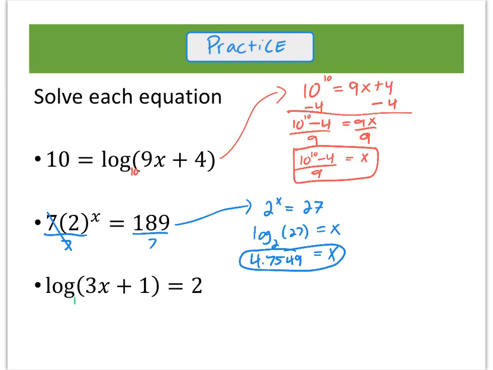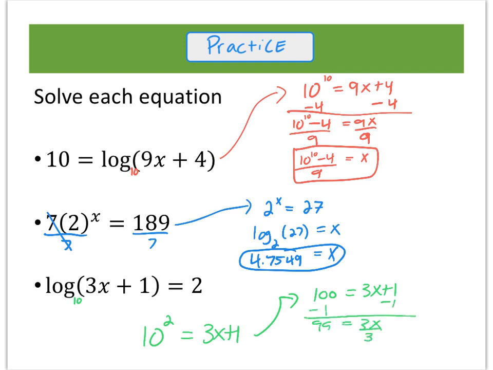And again, default base is 10. Looks like we can just convert it to an exponent. 10 to the power of 2 equals 3x plus 1. 10 to the power of 2 is 100 equals 3x plus 1. Subtract 1, so 99 equals 3x. Oh, that's handy. Divide by 3, divide by 3.